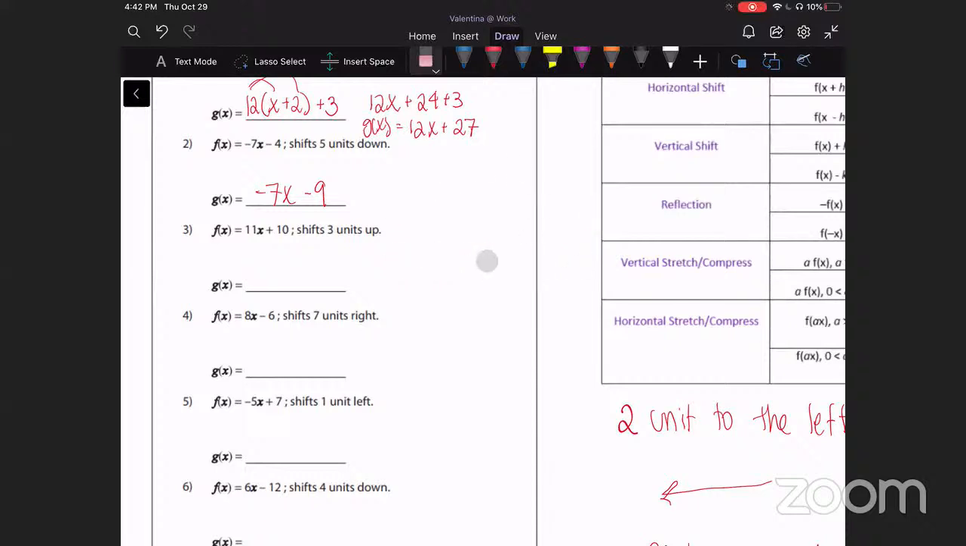So let's look at it again. We're going to add 3 to our function, to our output. So f of x originally is 11x plus 10, but we want to do f of x plus 3. Since we added 3 to this, we need to add 3 to the other side. So you're going to have 11x plus 10 plus 3. So that gives you 11x plus 13. Does that make sense?